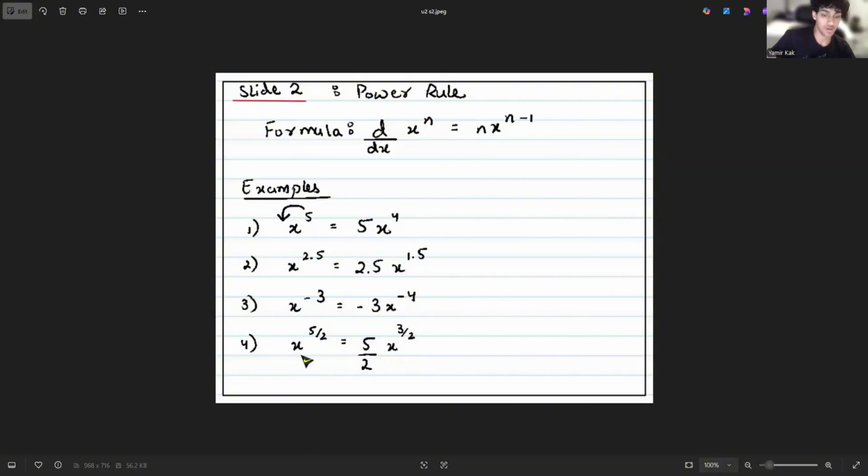And then lastly, when we have x to the power of 5 over 2, this is with a fraction now, it's nothing different. You bring the fraction to the front, it becomes our coefficient, so 5 over 2 x, and then you subtract 1 from the exponent. 5 over 2 minus 1 becomes 3 over 2. So it's 5 over 2 x to the power of 3 over 2. It's a very simple two-step process. All you do is bring the exponent to the front and then reduce the exponent by 1. There should be no issues solving it here.